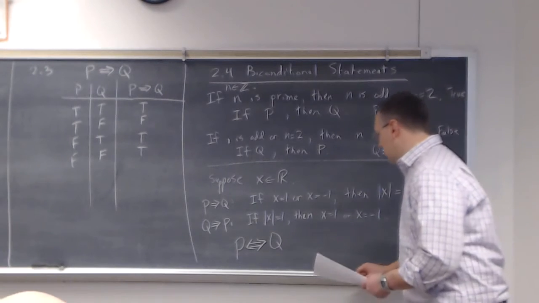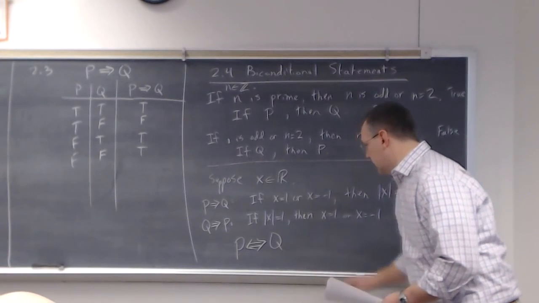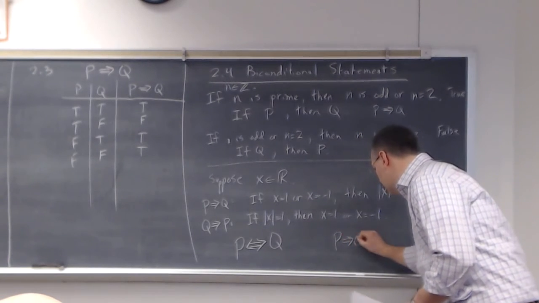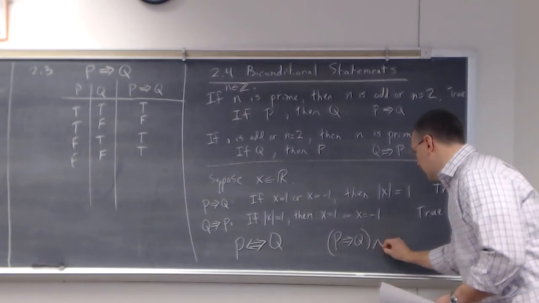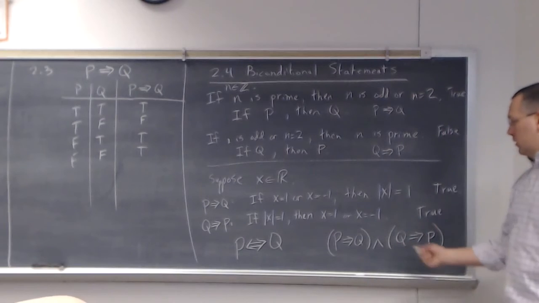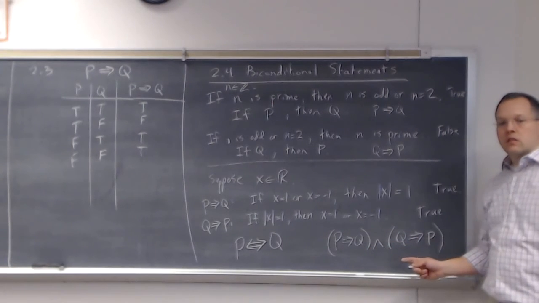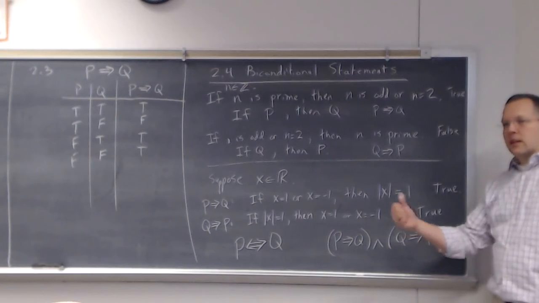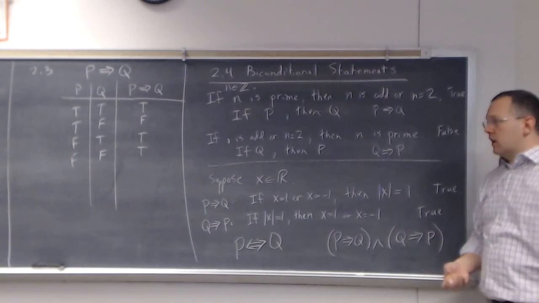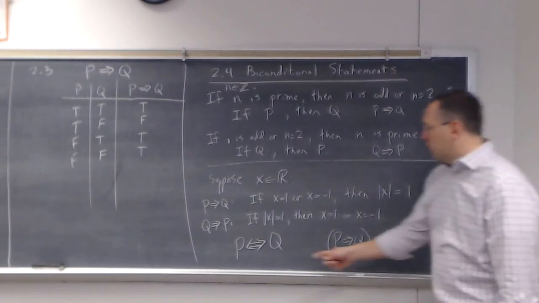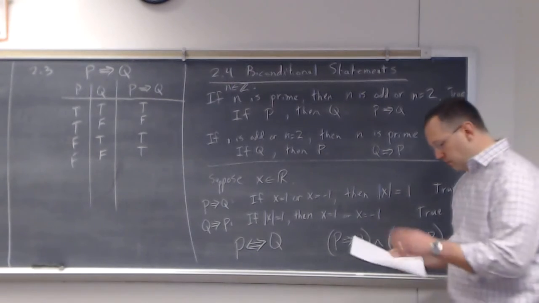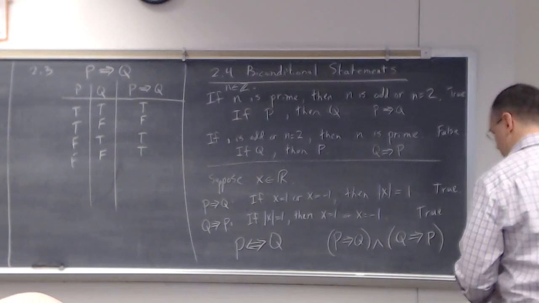So this statement right here means the same thing as saying P implies Q and Q implies P. So this is kind of cumbersome to write. And it's like a double-sided arrow, right? P is pointing to the Q, but Q is also pointing back to the P. So it's a really nice shorthand for this combination, P implies Q and Q implies P.